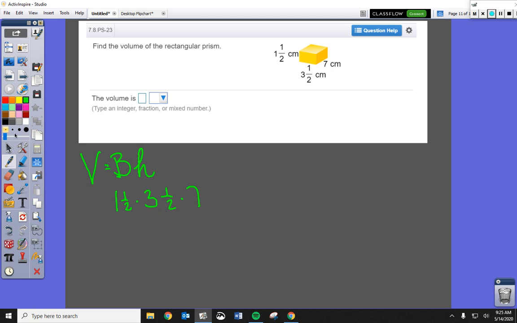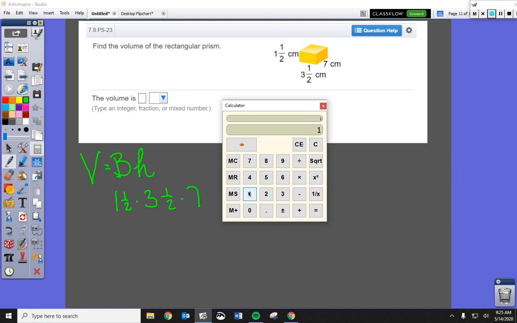I'm going to cheat here and use a calculator real quick. Going to convert these to decimals. We have 1 1/2 times 3.5 times 7 equals 36.75. 36 and 75 hundredths. That is cubic centimeters. There you go. All right, good deal.